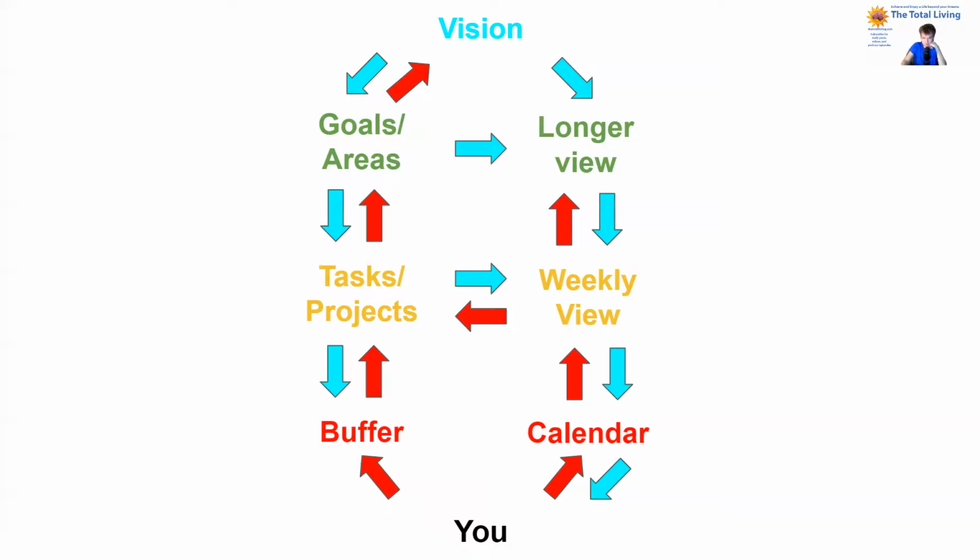Then we move up a step again to level 3. And the two fundamentals are goals and areas on one hand, and longer view on the right. Goals and areas are both separate, but they're also interlinked in the fact that all tasks and projects that you're committed to trace back to them.